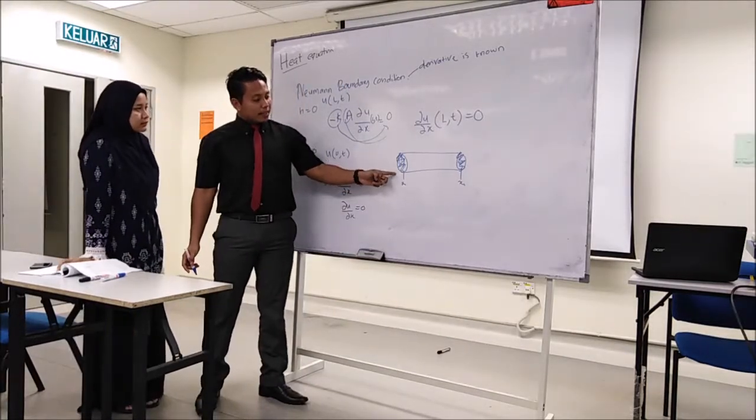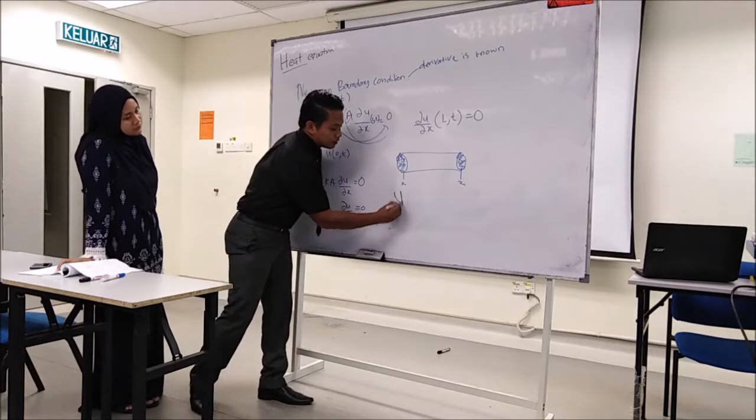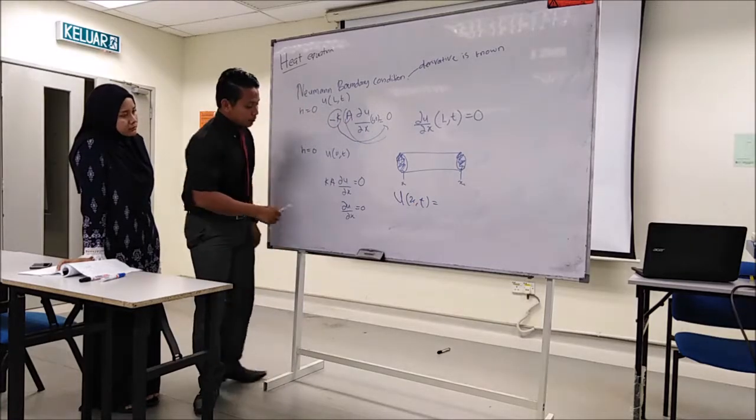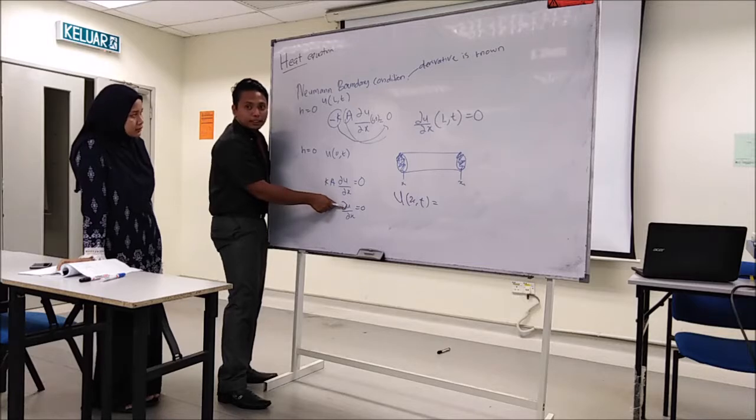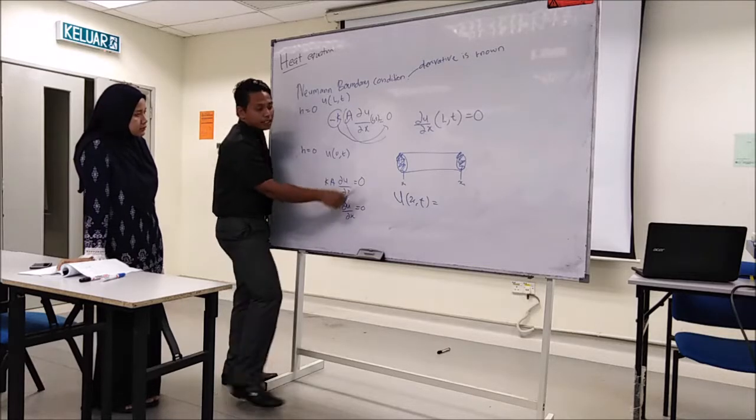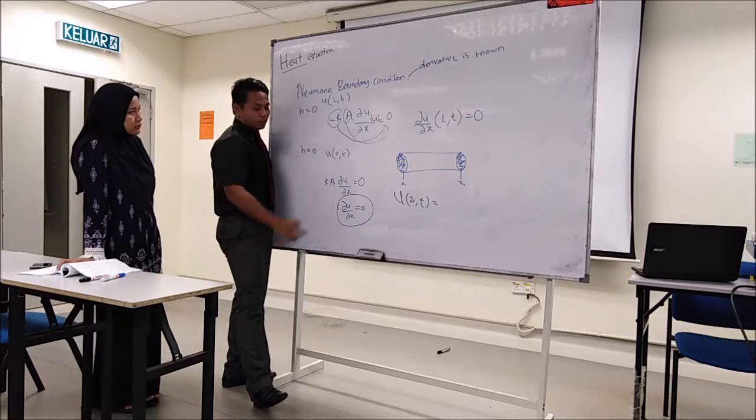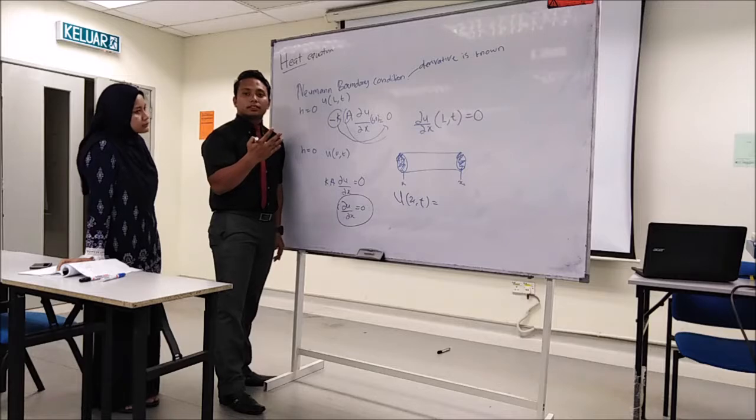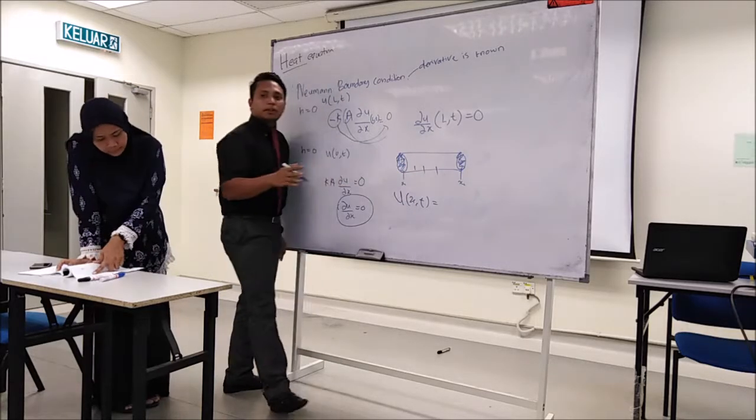It's not that the temperature here is 0. You don't know the temperature. U of xt, you don't know. But the thing is, we know that change of U in temperature with respect to x, with respect to position, is now 0. Okay, so means our U now does not change over x. Means degree temperature here is the same now.